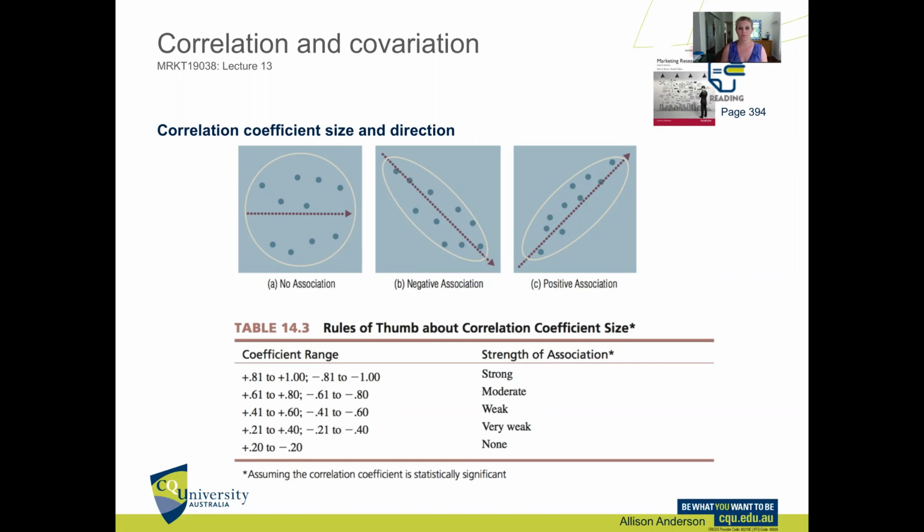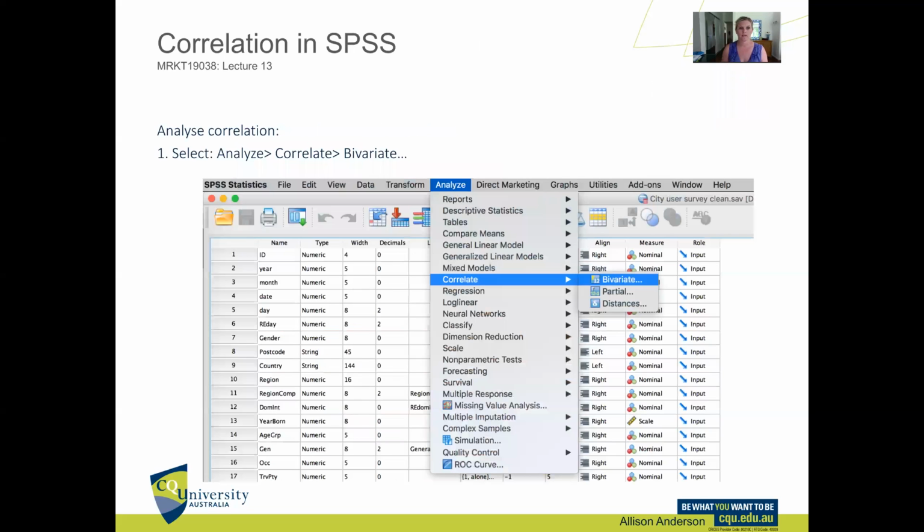And here are some rules of thumb about correlation coefficient size. You can see that if the coefficient is between 0.81 and 1 on the negative or positive side, the strength of the association is strong. And that goes down to where there is no strength of association. That's very useful when you're getting some figures coming out.